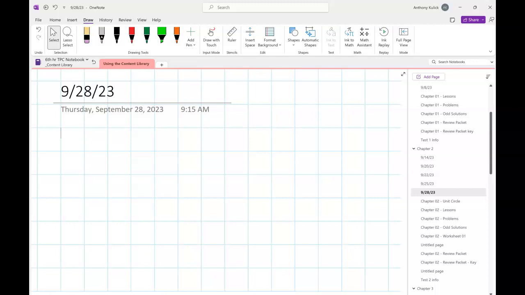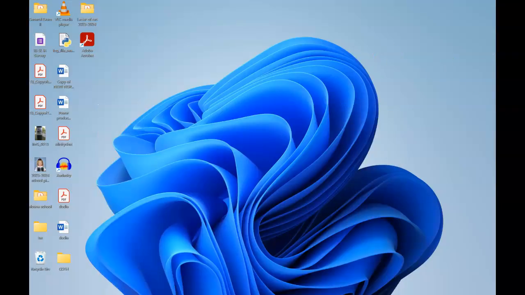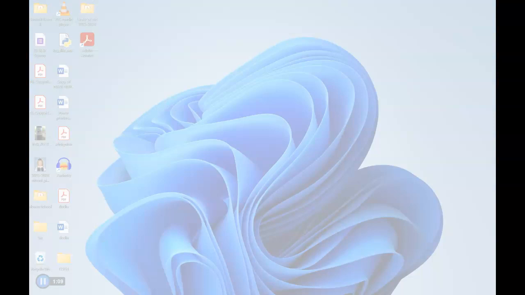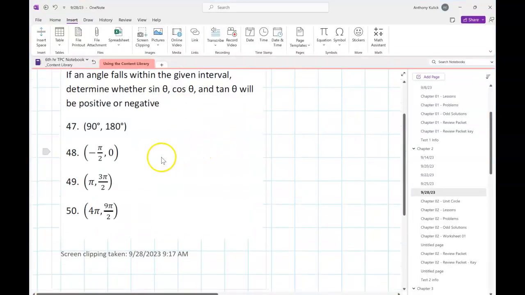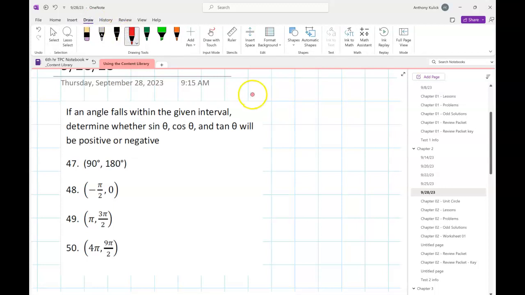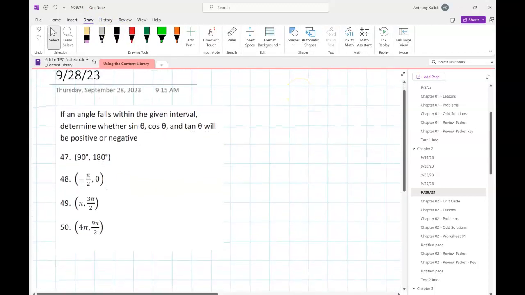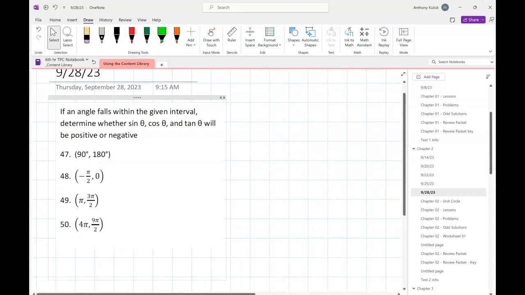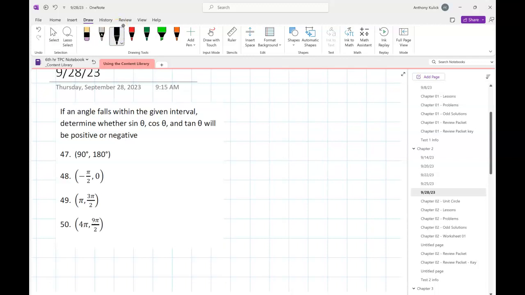Sure, the 47 from the homework. It says if an angle falls within the given interval, determine whether sine theta, cosine theta, or tan theta will be positive or negative. Okay?